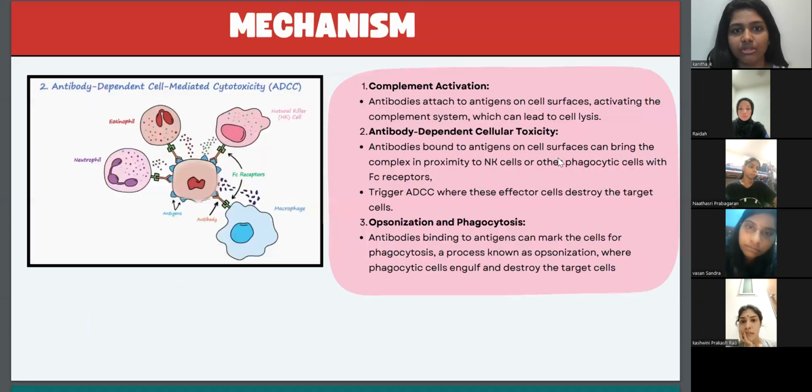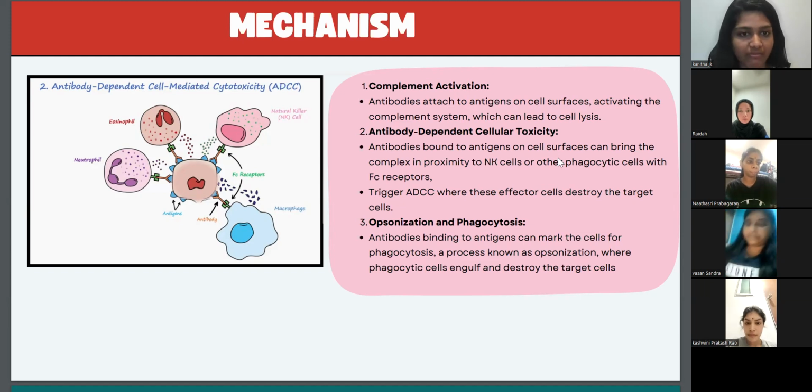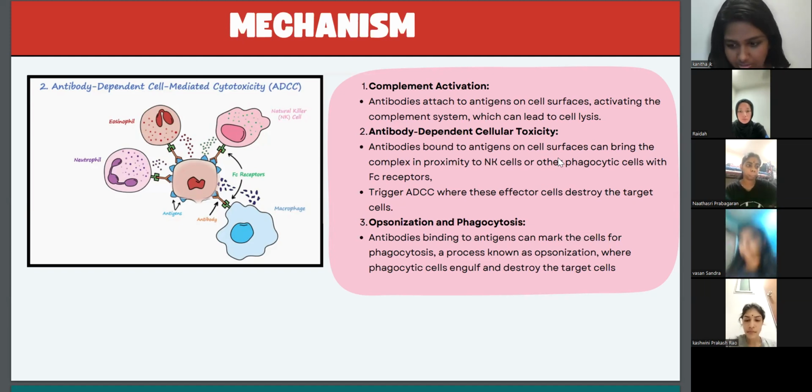I'll be talking about antibody-dependent cell-mediated cytotoxicity. It is also called ADCC, in which eosinophils, neutrophils, macrophages and NK cells are involved. ADCC is caused by IgG antibodies binding to Fc receptors on effector cells such as macrophages and natural killer NK cells, as I mentioned just now. This interaction causes cytotoxic granules containing perforin and granzymes to be released. The target cell then undergoes apoptosis as a result.